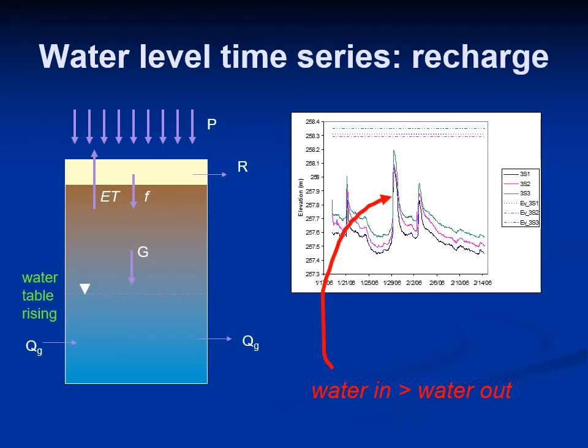The illustration to the right shows the water table elevation for 3 wells installed in the same field. The water table rises during periods of recharge. This means that the amount of water entering the saturated zone as percolation below the soil water zone is greater than the groundwater flow out of the region.